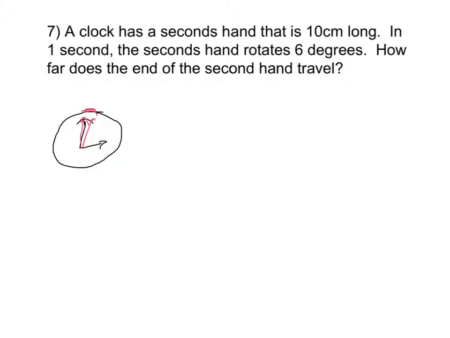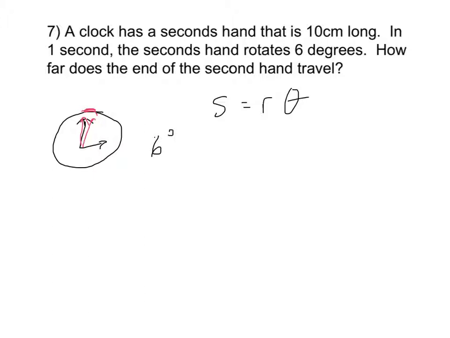We have a formula for the arc length. The formula is S is equal to R times theta, where S is the arc length, R is the radius, and theta is the angle measurement in radians. In this particular problem, we aren't given the measurement in radians, but we are given it in degrees.